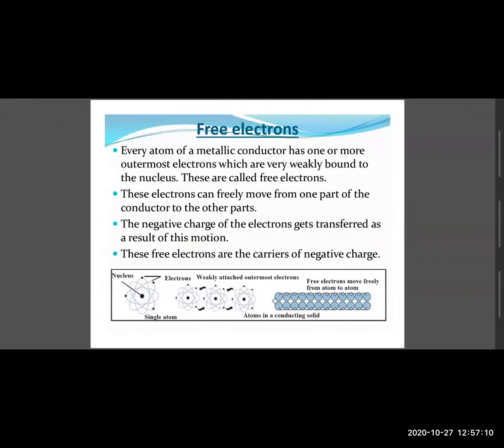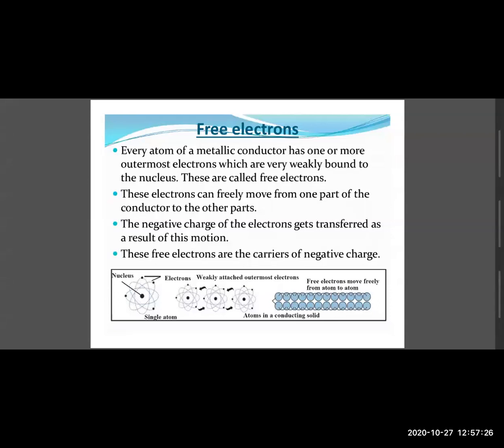Okay, then we had seen the concept of free electrons, right, where every atom, every metallic substance happens to have those free electrons around them. Now the free electrons are the electrons which are situated farthest from the nucleus in the outermost orbit.